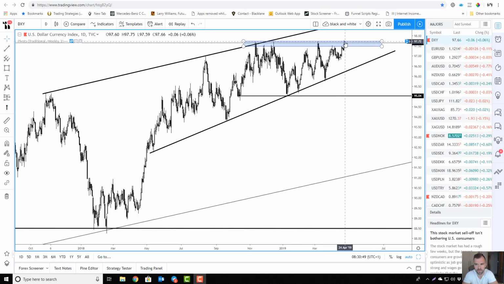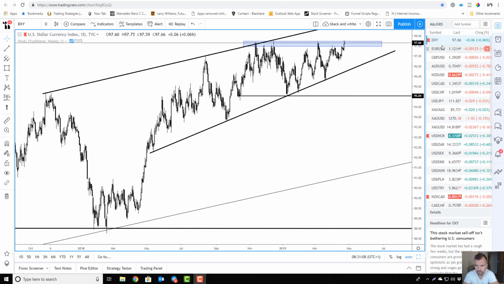We've rejected 97.70, and I would anticipate that we'd come back down into at least 97, and then potentially this ascending trend line, where we'll either see dollar strength resume and the bulls come back into the market, or we'll get a break through that level and head down towards 96. So how can we look at trading this?